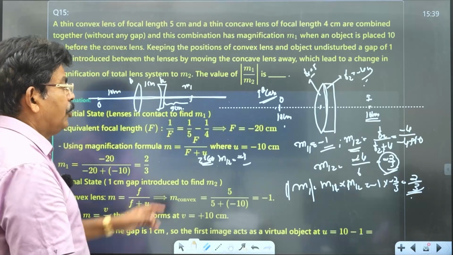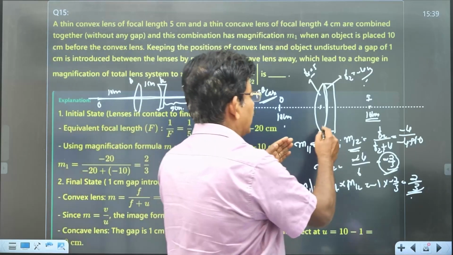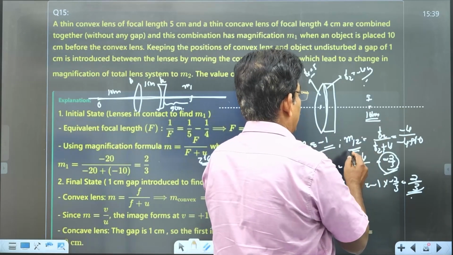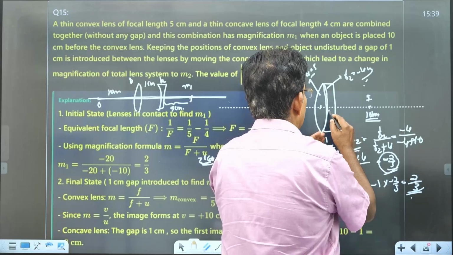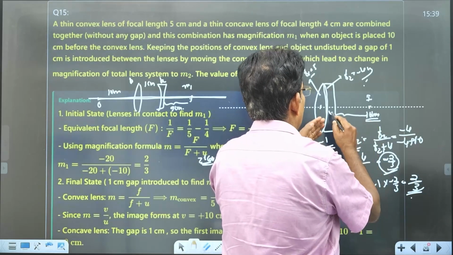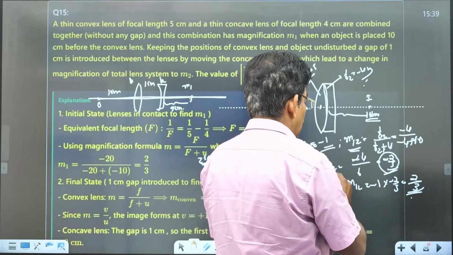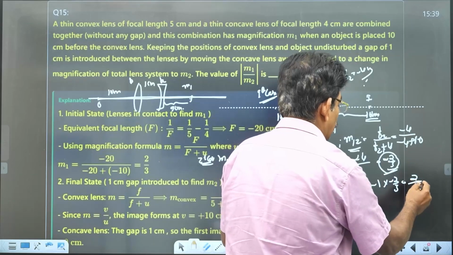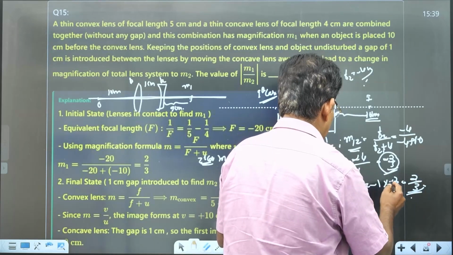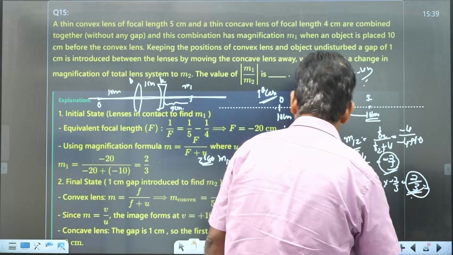9 centimeter. In the first case, they were in contact. The intermediate image was formed at I at 10 centimeter. The distance from the intermediate image to the concave lens was 10 centimeter. I calculated the magnification using this formula. I got it as -2/3 and the overall magnification is 2/3.